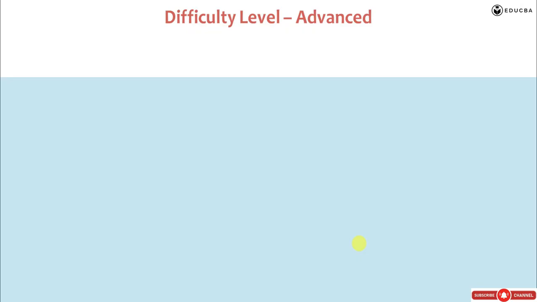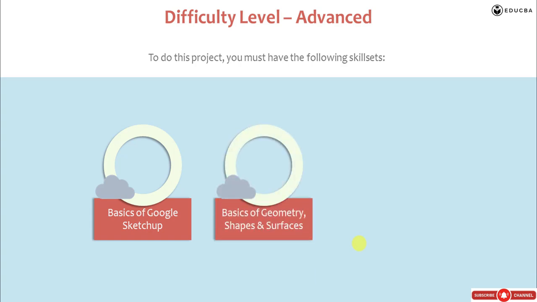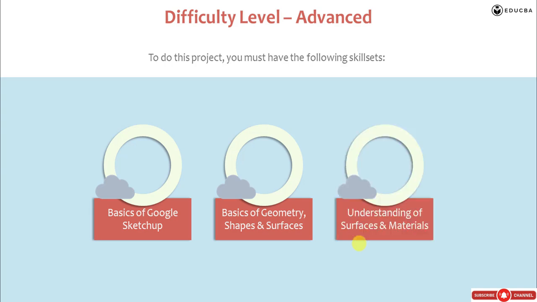Getting back to the presentation, let's again start with the difficulty level that is required. You need to have more than the basic knowledge of Google SketchUp, operation and 3D modeling in Google SketchUp. The second skill set that you require is the basic knowledge of geometry, shapes, surfaces, just like the last tutorial. And also you need to have a good understanding of surfaces and materials. Materials also define the scale of your model. Hence, it is very necessary to have a keen eye on the surfaces and the materials that you use.